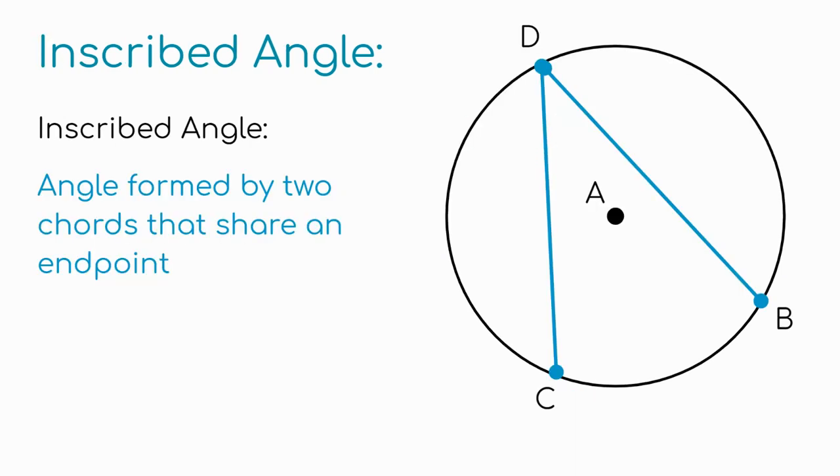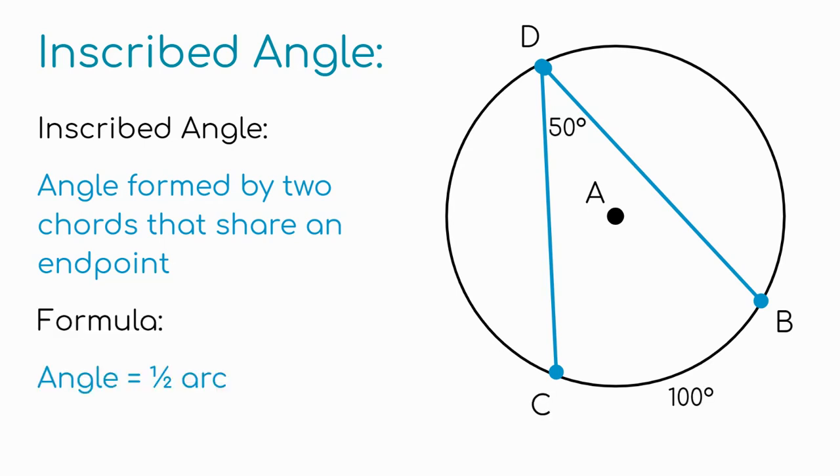Then we learned inscribed angles. Inscribed angles are formed by 2 chords that share an endpoint. Here we have chord CD and chord BD, both connected at point D. And inscribed angles are going to be half of the arc. So if the angle is 50, the arc is 100. Remember, if you're given the angle, you want to multiply it by 2 to get the arc. If you're given the arc, you're going to divide by 2 to get the angle.